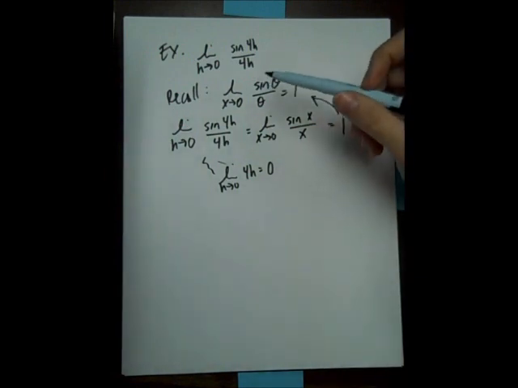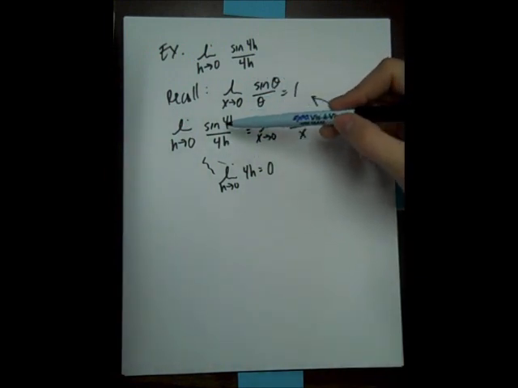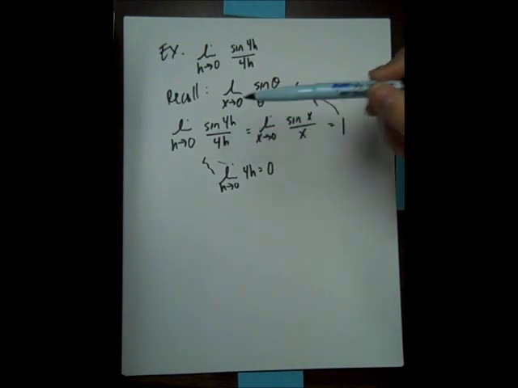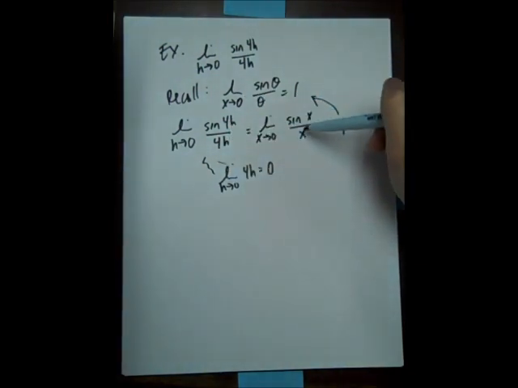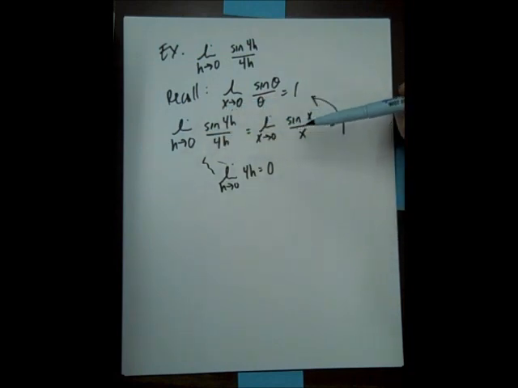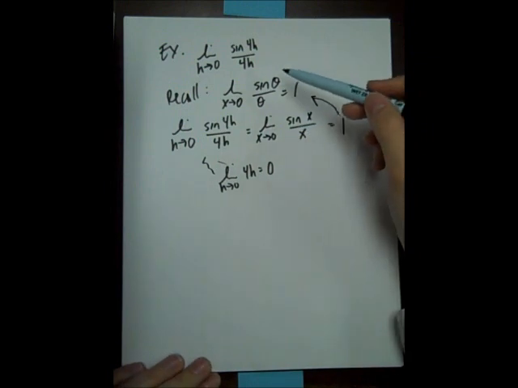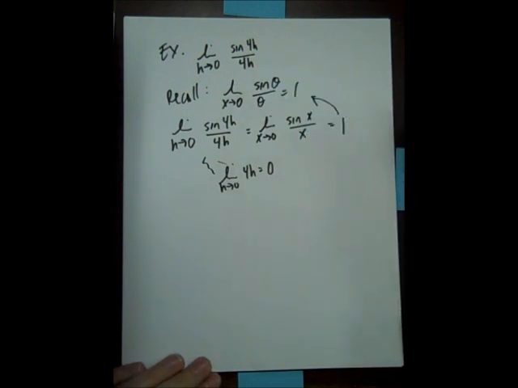So what I was able to do is replace my variable. Instead of saying sine of 4h over 4h, since these two were the same, I could say this is the same as just sine x over x, where x is going to 0 instead of h going to 0. So, using this, I was able to convert it to our standard form here, which is equal to 1.